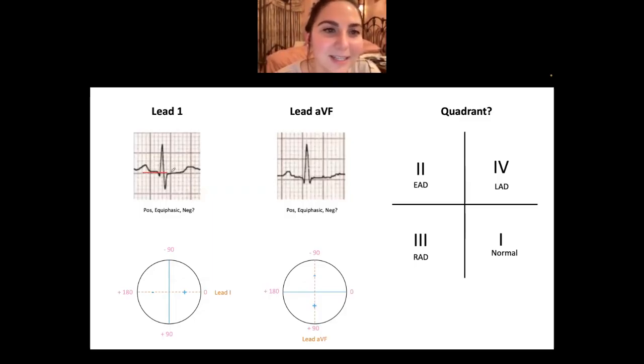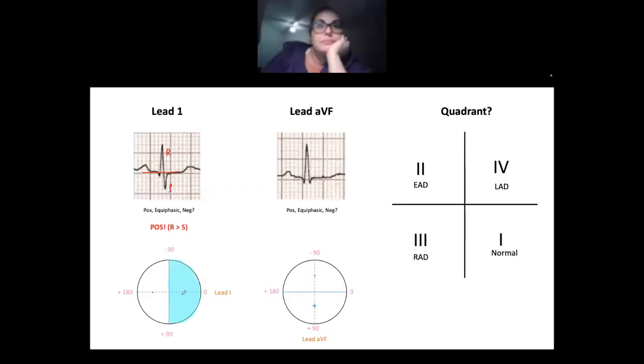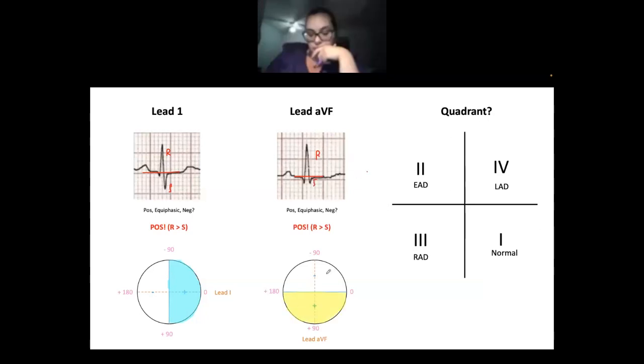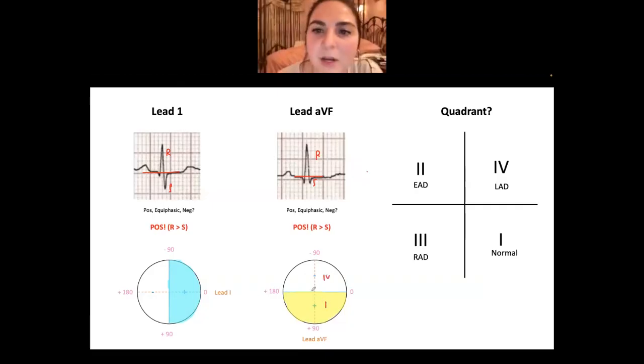So this lead here, this is lead 1. Is this positive, equiphasic, or negative? Positive. Yeah, good. Positive because the R wave is bigger than the S wave. So I'd shade in positive. Then I look at AVF. What about this one? Also positive, because R is a lot bigger than S. So shade it in, and then you overlap it.